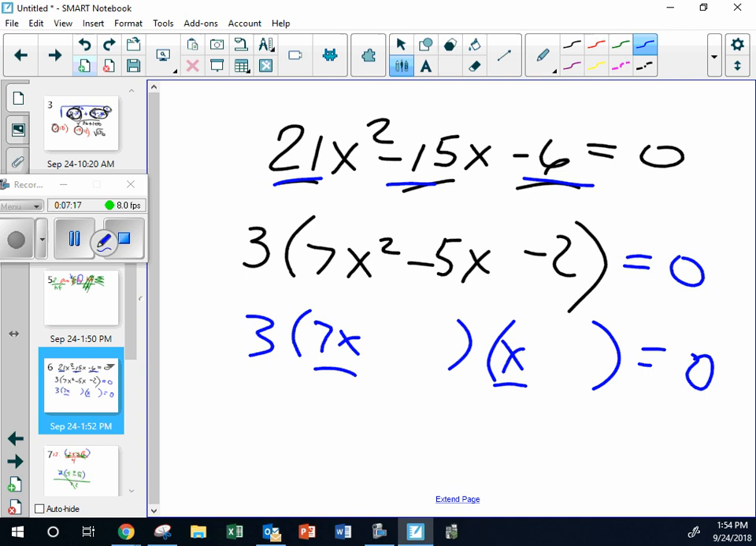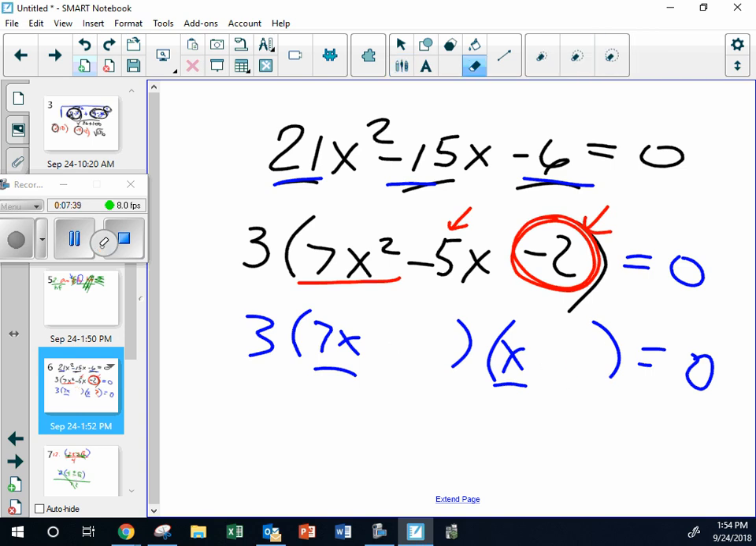All right. 7x times x makes 7x squared. And then this and this have to multiply to -2. A lot of people mistakenly think that this times this have to add to that. They do not. They just have to multiply to -2. Well, that leaves you very few choices. 2 and 1. That's the only way to make it 2. Except one is going to be negative. Not both, but one of them.